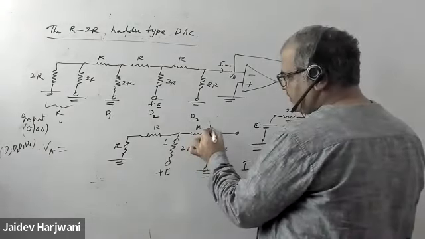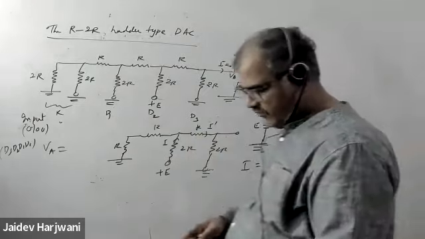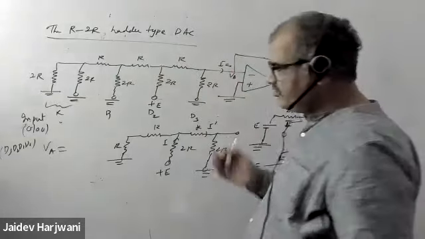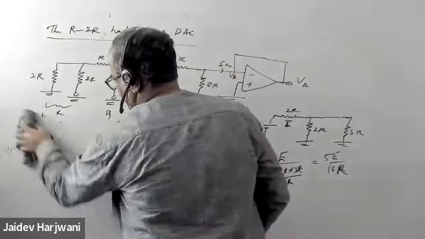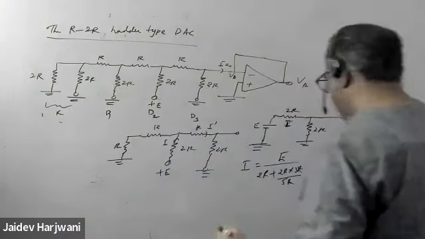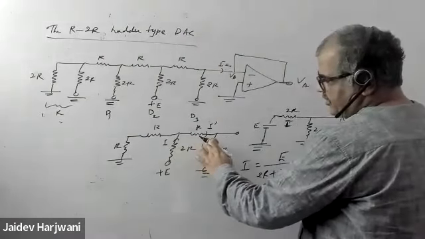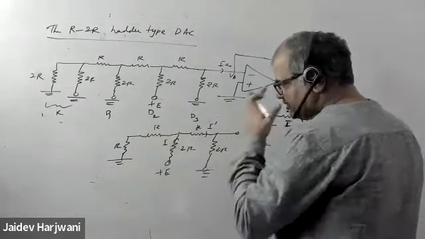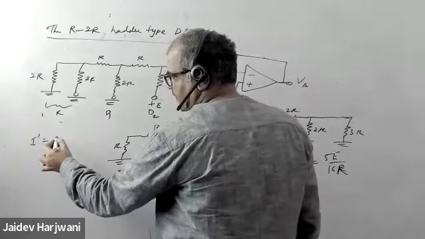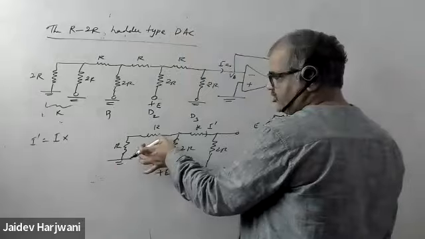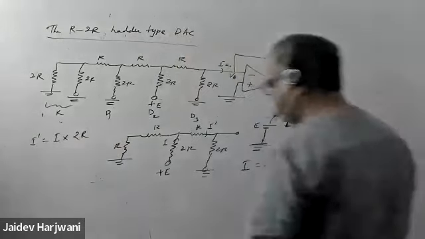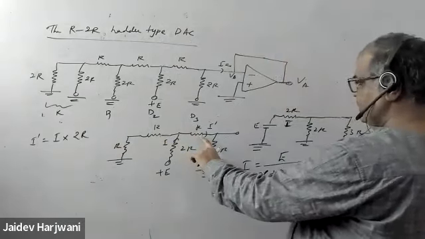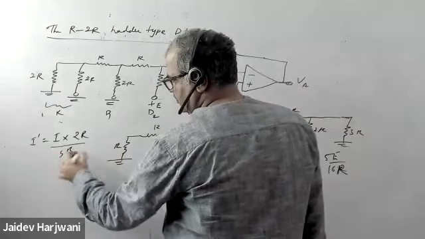I want the current here, say I dash. Obviously you can apply current division now. You can solve it in many ways you have learned so far; you can use any way, you can use Thevenin theorem. I am using this way. Now you know this I, and you want to go to I dash. Whenever you want the current in a branch, you have to take the resistance of the opposite branch. So if I want I dash, that will be total current I into resistance of the opposite branch 2R, upon total resistance 2R plus 3R, which is 5R.